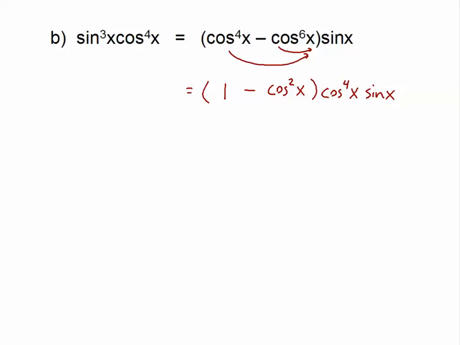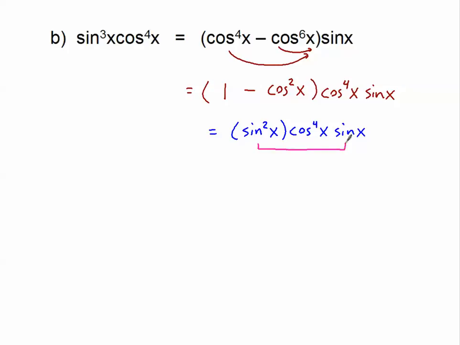And you might see where we're going now. Inside the parentheses now, this 1 minus cosine squared turns into sine squared. And now I've got sine squared times cosine to the fourth times sine. I take a quick look at where it's supposed to become, and it's supposed to be sine cubed times cosine to the fourth, and now I can see how that happens.